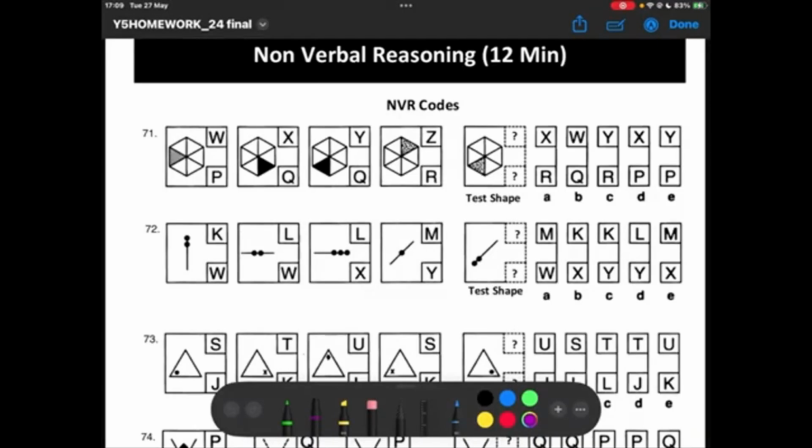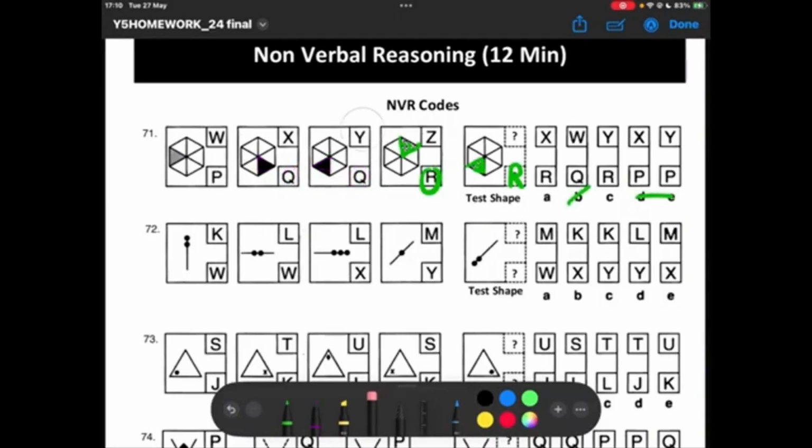So for the first question, the top letters are all different. So let's look at the second letters first of all. These two both have a Q as the second letter. And what do they both have in common? They both have a black triangle. So the second letter determines the colour of one of the triangles. In the test shape, we've got this dotted pattern, same as this one. And the second letter here is an R. So we're going to have an R as the second letter. So we can rule out these 3 options.